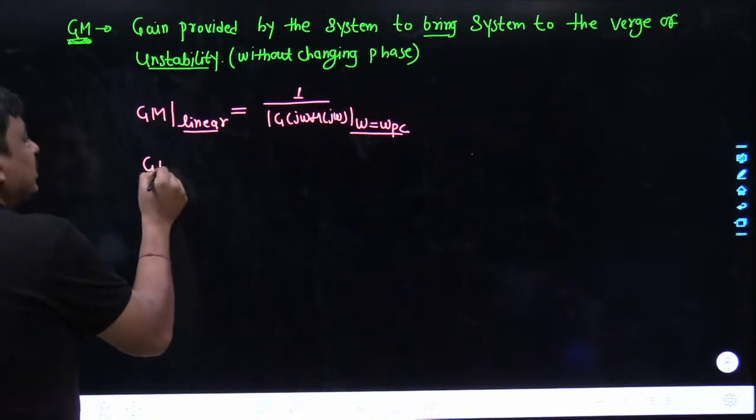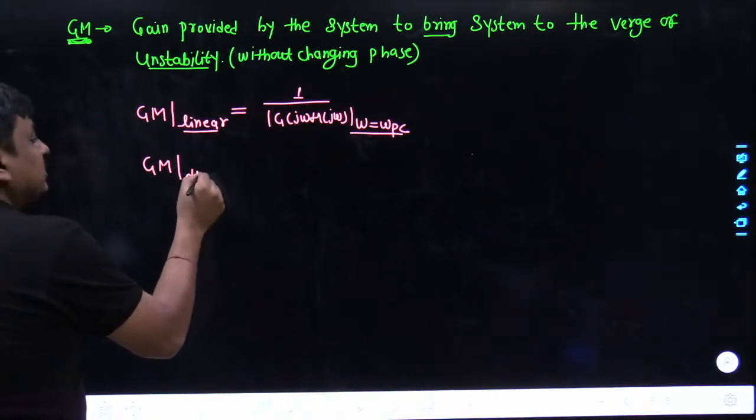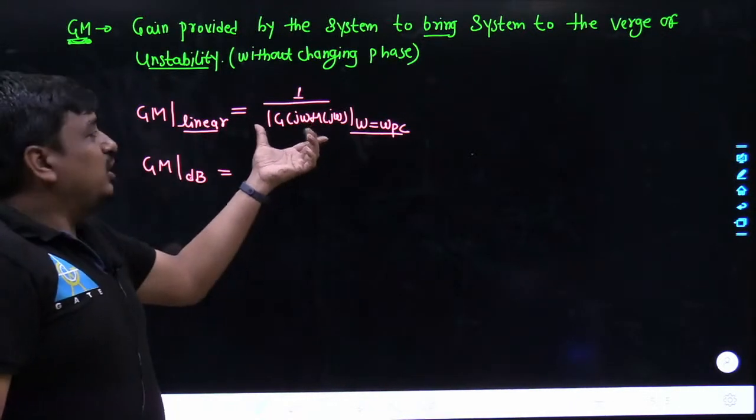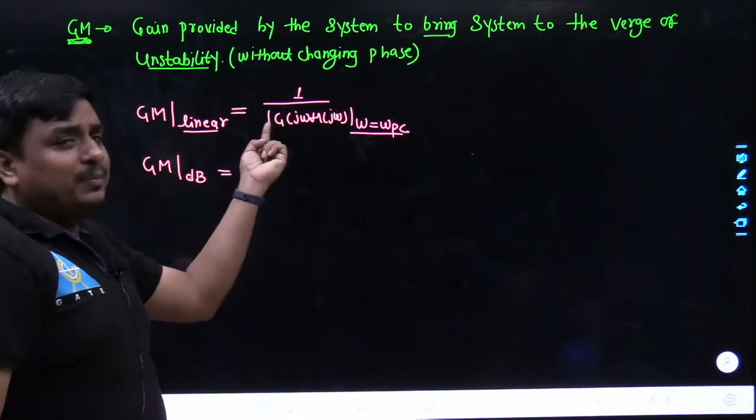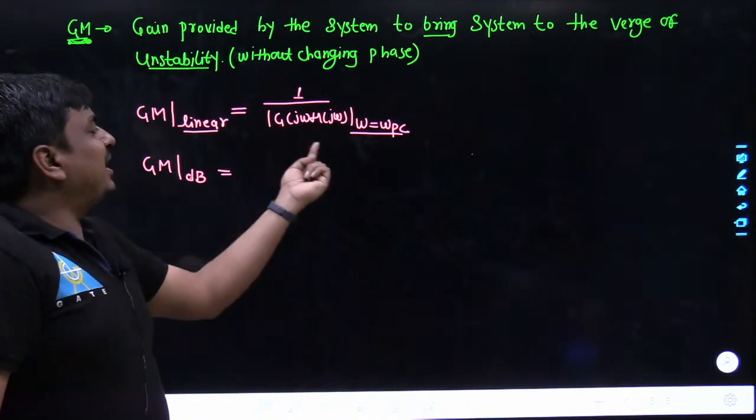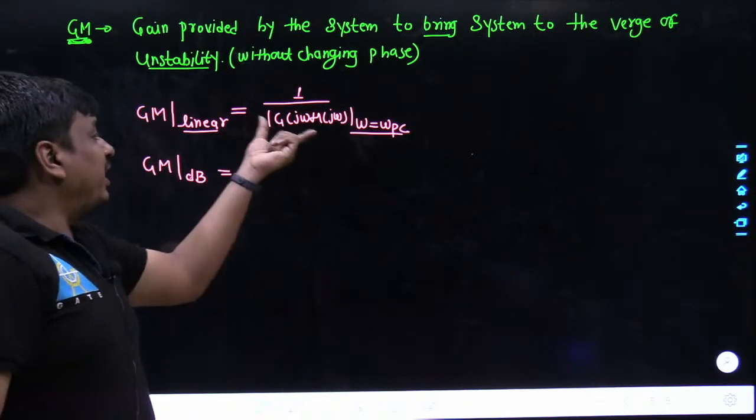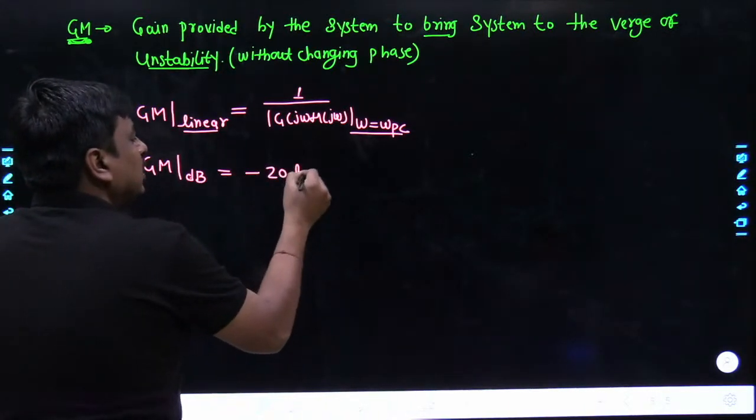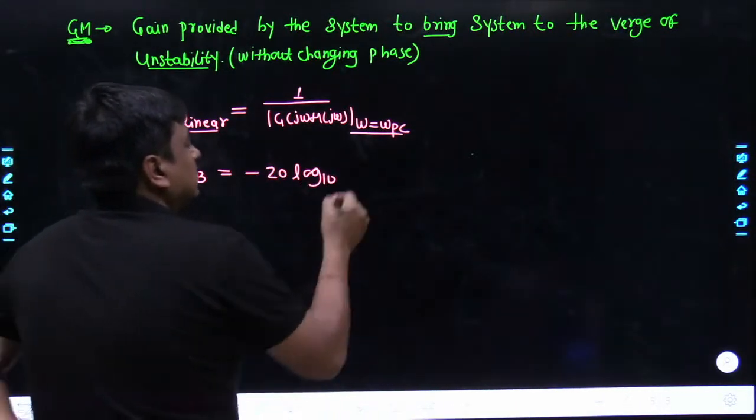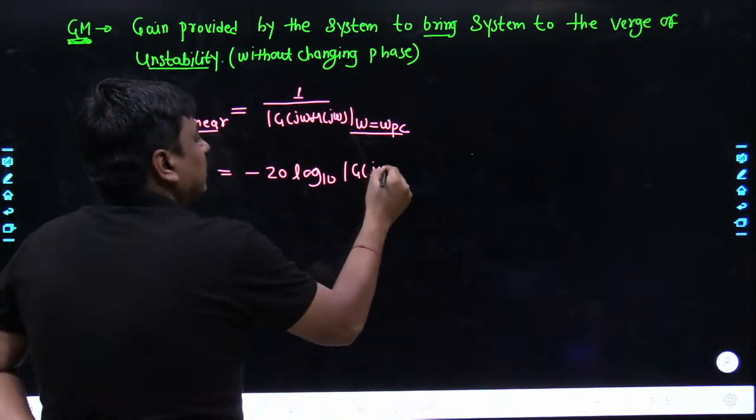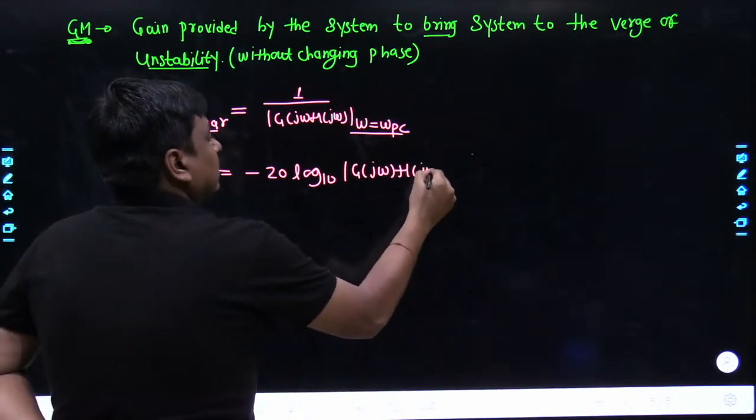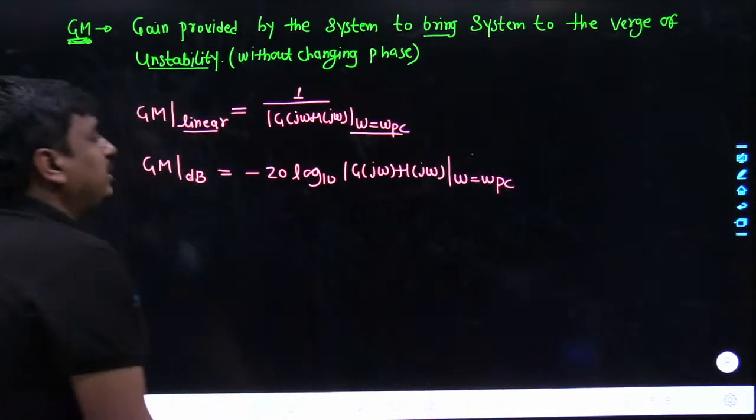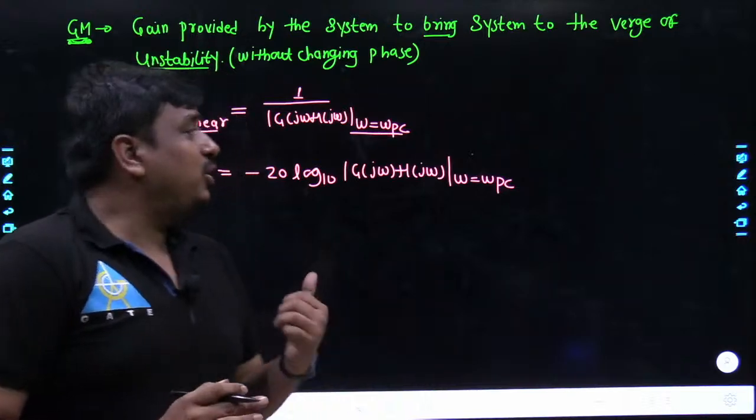Similarly, if we calculate the GM in dBs, in the logarithmic domain, I would take the log on the right hand side, so log of 1 becomes 0, and it becomes 20 log mod of G(j omega) H(j omega) at omega equals omega pc. As this factor is in the denominator, the expression that comes out is simply minus 20 log base 10 of mod of G(j omega) H(j omega) at omega equals omega pc. Till this point nobody should have any doubt.